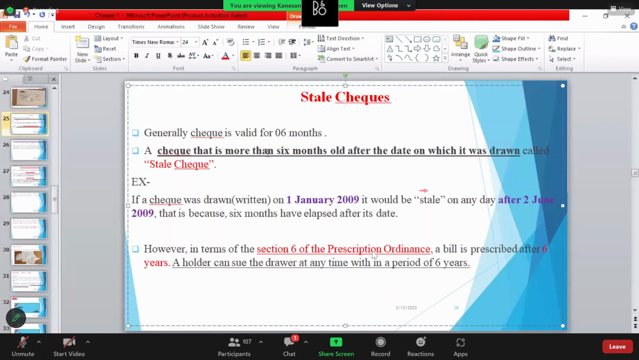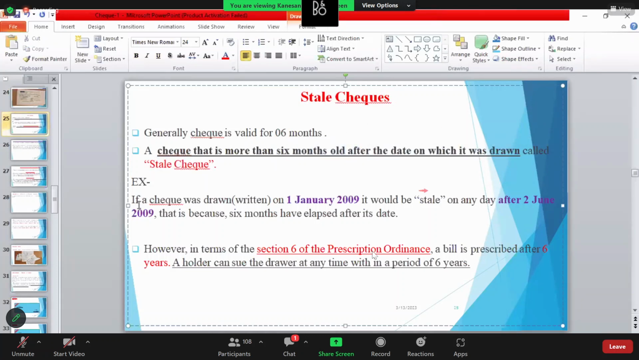A check that is more than six months old after the date on which it was drawn is called a stale check. You know that now, biscuits have an expiry period, Anchor powder has an expiration period, cream has an expiration period. So everything has some expiration period. Like that, a check also has an expiration period, that is six months. After six months, the check is invalid. If the check is invalid after six months, the check is known as a stale check. It's the expired check. If a check is older than six months, then it's a stale check, right?